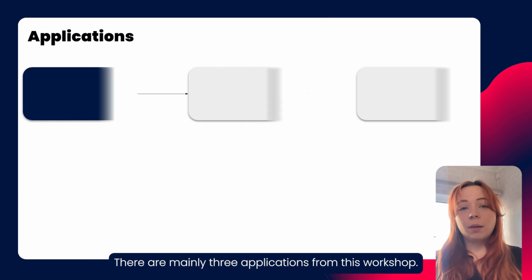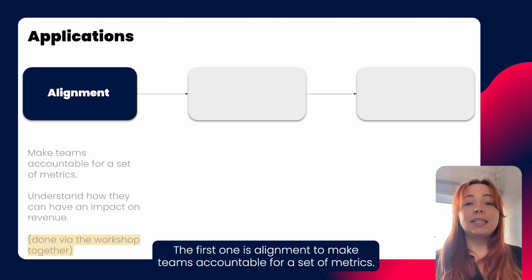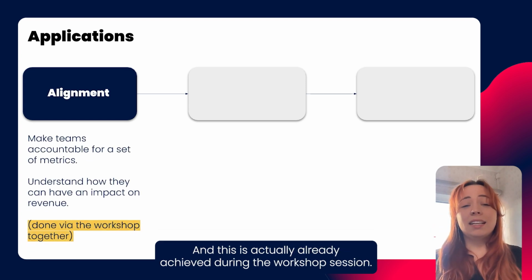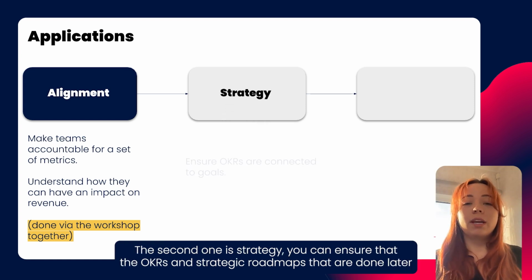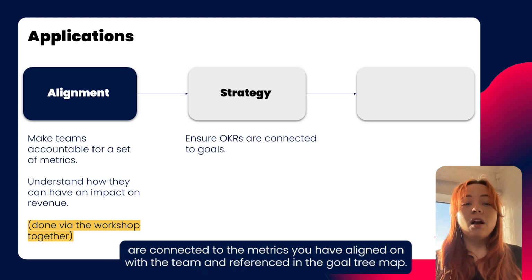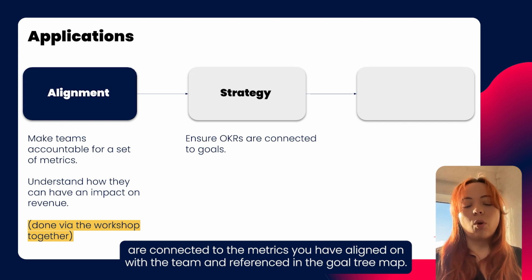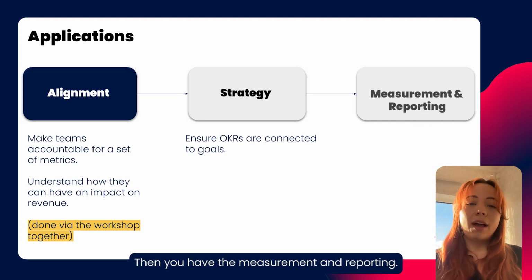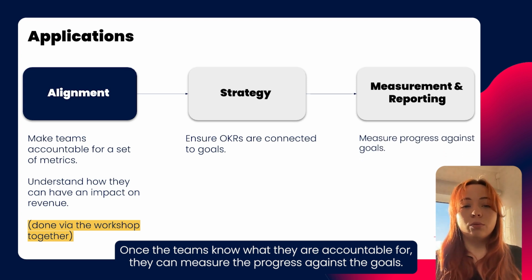There are mainly 3 applications from this workshop. The first one is alignment to make teams accountable for a set of metrics, and this is actually already achieved during the workshop session. The second one is strategy. You can ensure that the OKRs and strategic roadmaps that are done later are connected to the metrics you have aligned on with the team and referenced in the goal tree map. Then you have the measurement and reporting. Once the teams know what they are accountable for, they can measure the progress against the goals.